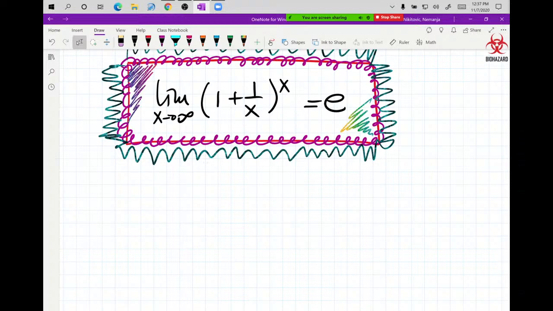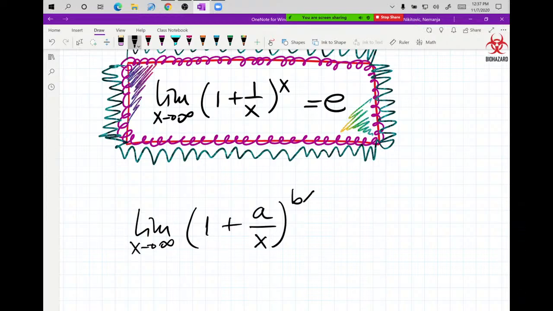Now, a little modification on this. The limit as x goes to infinity of 1 plus a over x to the bx is going to be e to the ab. So if you change that 1 to a, let's say put a 3 there, and you still have b as 1, then it's e cubed. So you can adapt this formula very easily with these values. So not such a big deal.